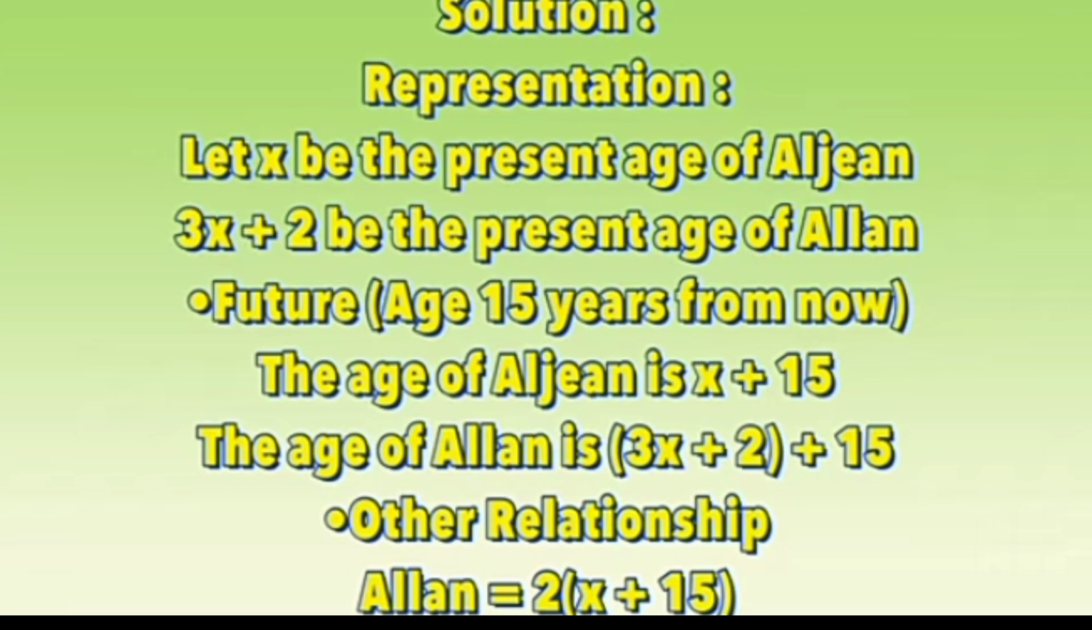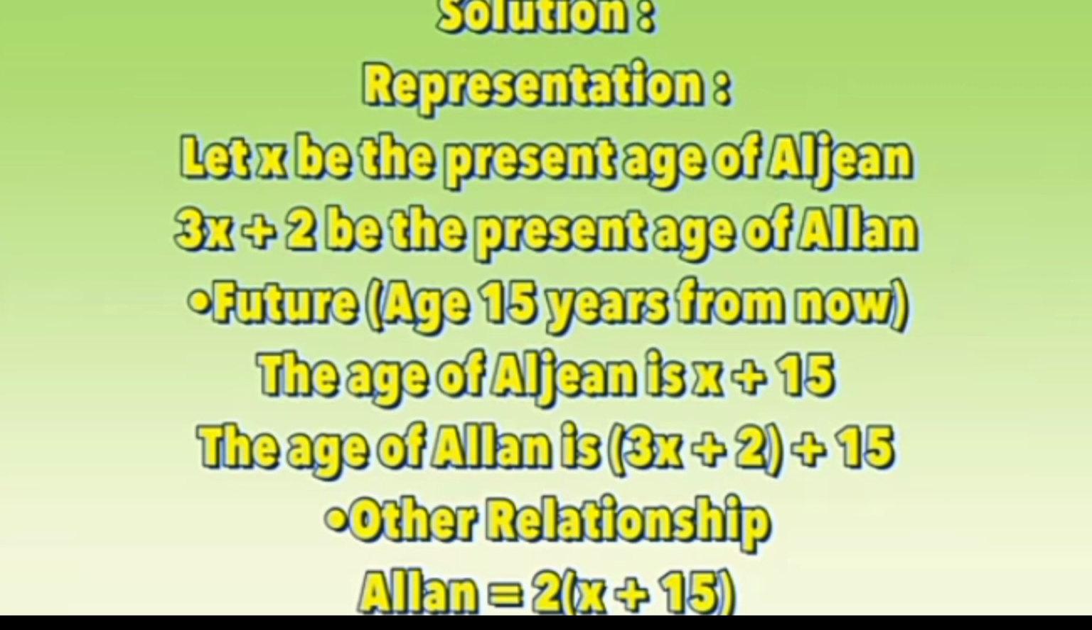Okay, our solution, our representation: let X be the present age of Algin, and 3X plus 2 be the present age of Alan. Then the problem involves future years, so we're going to consider this. Age 15 years from now, so we're going to add 15 years to their present age. That's why the age of Algin is X plus 15, and the age of Alan is 3X plus 2 plus 15.